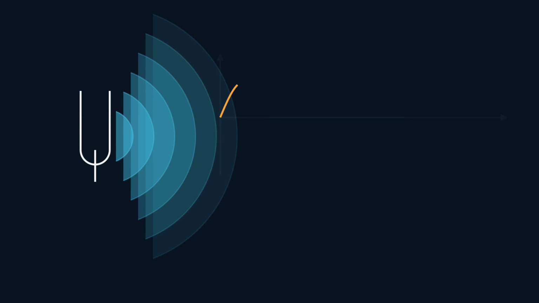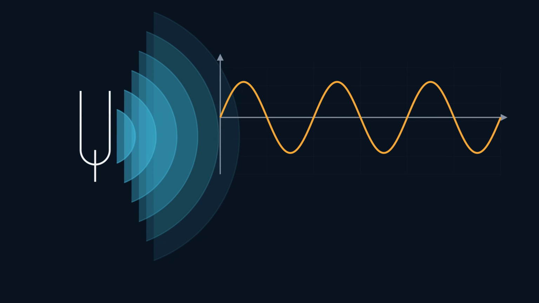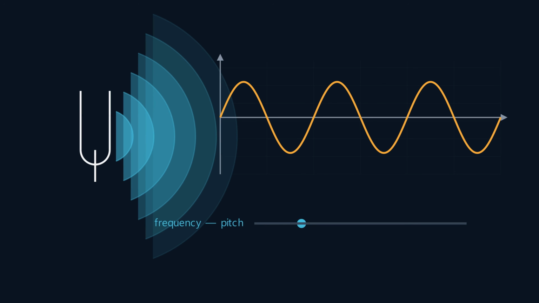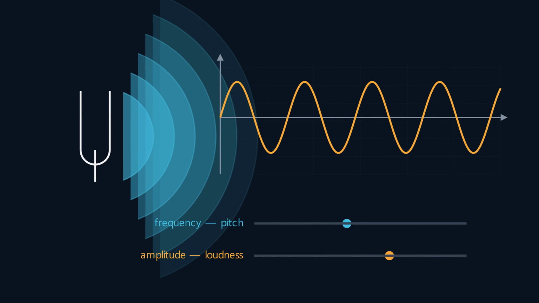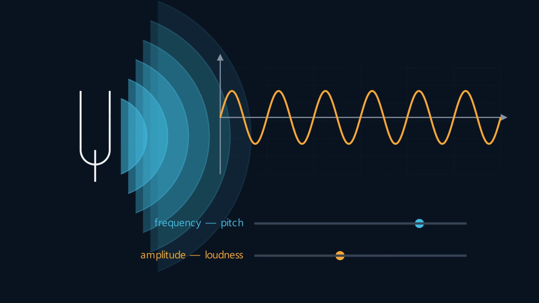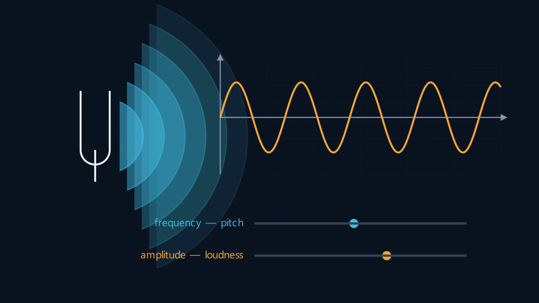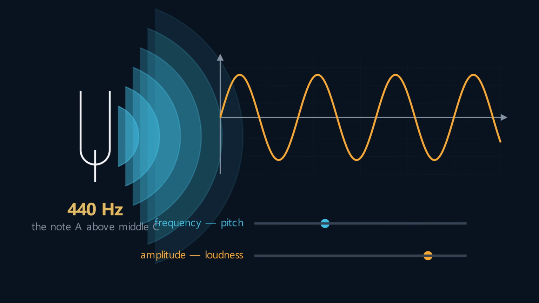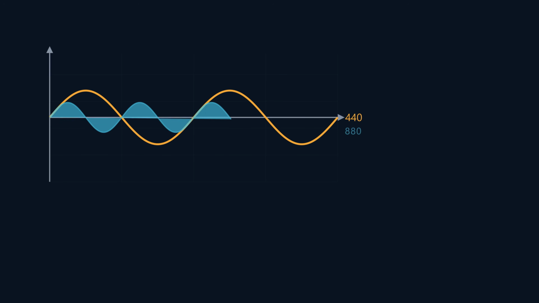Start with sound. A pure tone, a tuning fork, a test tone, is literally a sine wave of air pressure. How often it repeats sets the pitch. How tall it is sets the loudness. The note A above middle C is a sine wave that repeats 440 times every second. But a violin and a flute playing that same A do not sound the same, even though the pitch is identical.